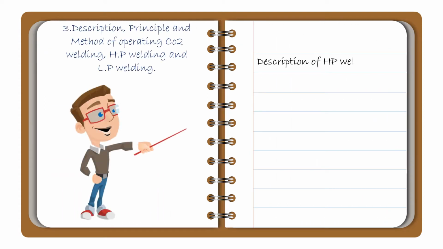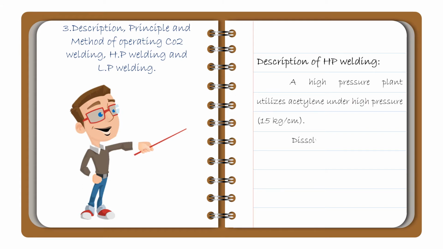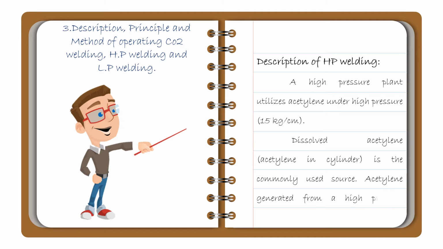Next, we are going to see the description of HP welding. A high-pressure plant utilizes acetylene under high pressure, 15 kg per centimeter squared. Dissolved acetylene in a cylinder is the commonly used source. Acetylene generated from a high-pressure generator is not commonly used.